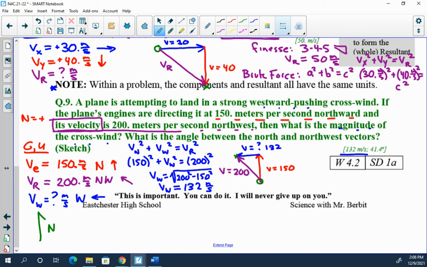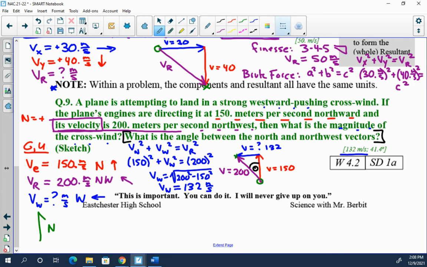Great. We have one more piece left for this, and here it is. What is the angle between the north and northwest vectors? North is our red arrow. Northwest is our purple arrow. The angle between them is right here.